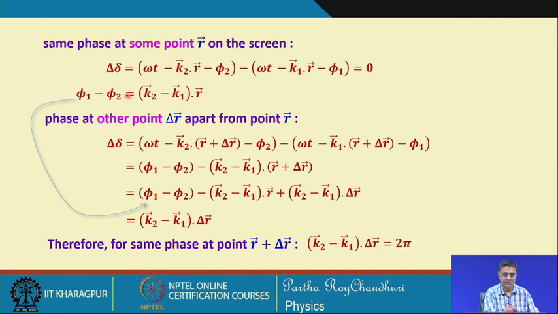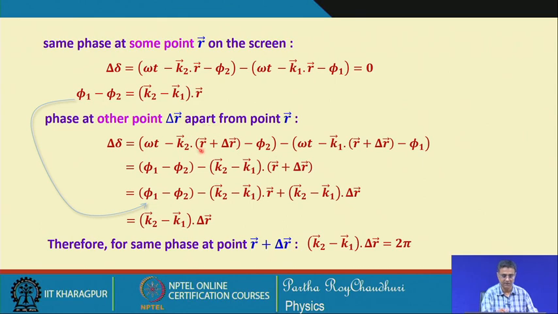So, at point r where the phase difference is 0, we write in this form which is equal to 0. So, that gives you the initial phase difference is k 2 minus k 1 dot r, and the other point which is r plus delta r away from this point, you will have this phase difference which will be equal to this minus this quantity.